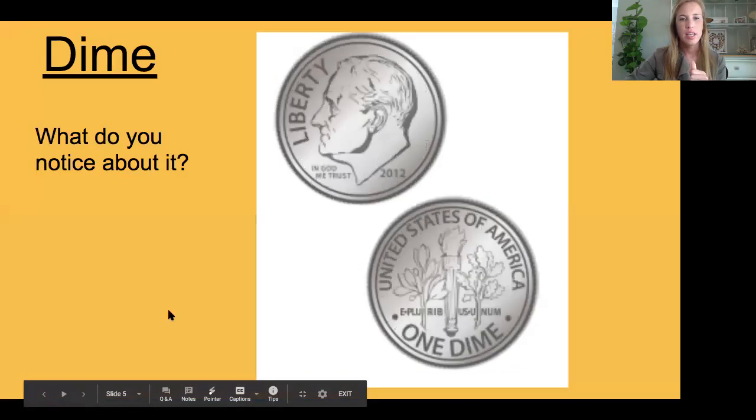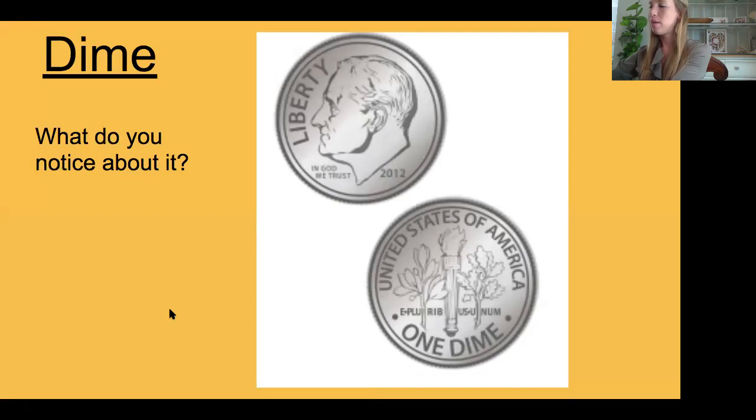Okay, the next thing is the dime. The next coin we're going to be looking at is a dime, and a dime is actually the smallest of all the coins, but it's worth 10 cents. All right, 10 cents. So if you take a moment, I want you to look at what you notice about the dime. If you have one, you can take it and look at it in front of you, or you can use my picture.